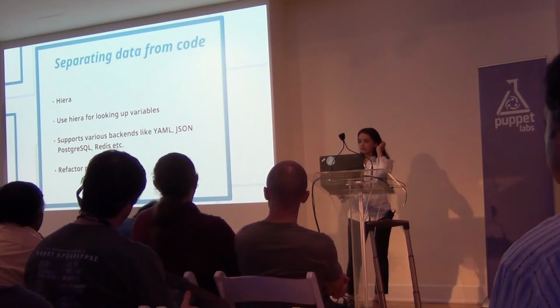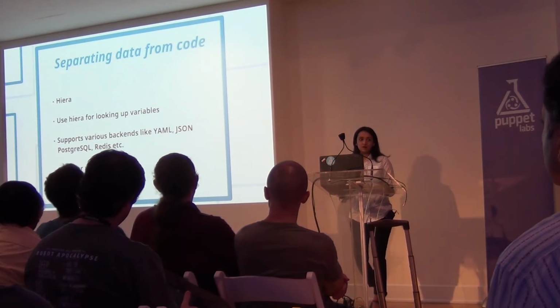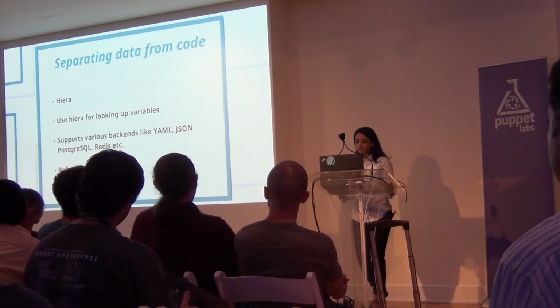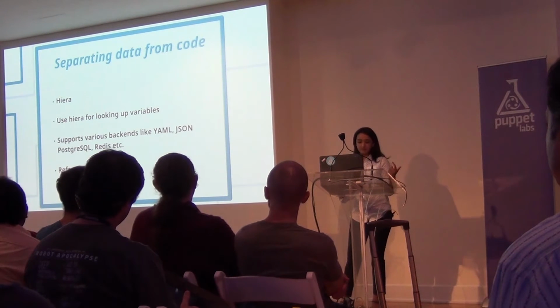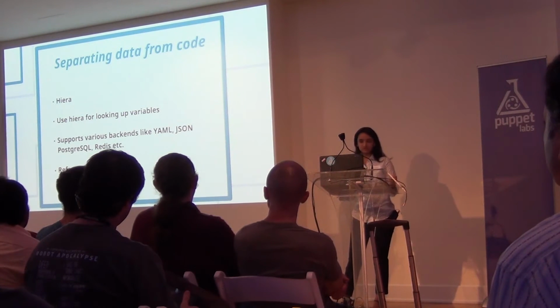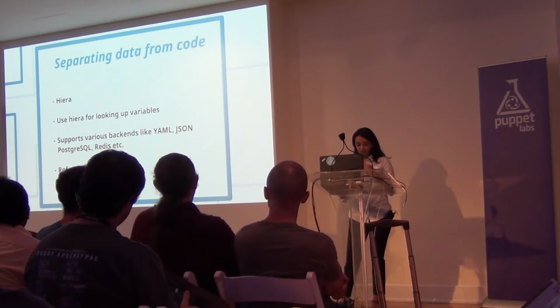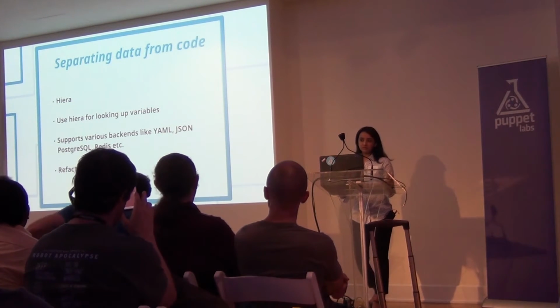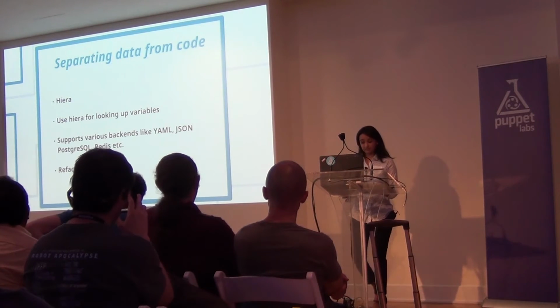So to truly separate data from code, we use Hiera. Hiera is a hierarchical data lookup tool. It supports various backends like YAML, JSON, Postgres, Redis, and others. Now you can either refactor your params.pp or you can call Hiera directly from your classes.